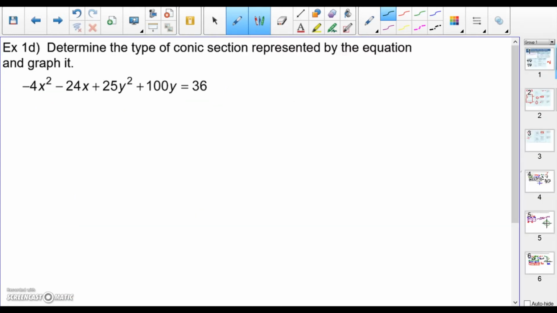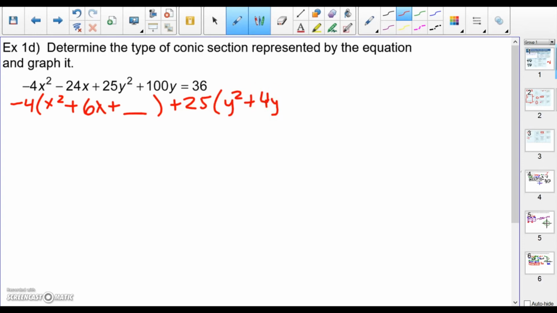Example 1D, determine the type of conic section. So I see an x squared and a y squared, so I know it's not a parabola, but I don't know what else. What I'm going to have to do is that completing the square that I've done so many times before. So take out that -4, and you're going to have x squared plus 6x plus blank. With the y terms, do the same thing. Take out the GCF of 25. You'd have y squared plus 4y plus blank. And then move the 36 over.